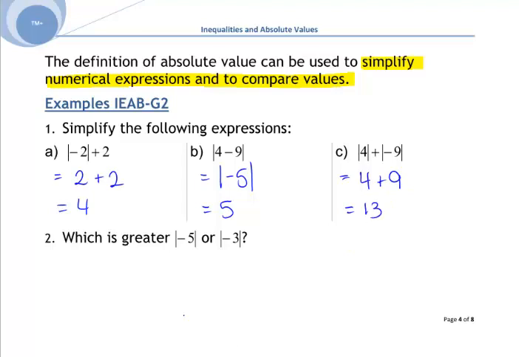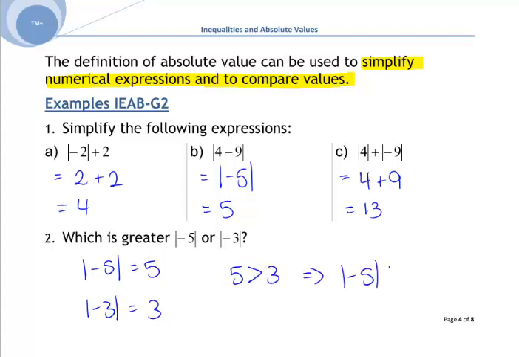Now, which is greater, the absolute value of negative 5 or the absolute value of negative 3? Well, the absolute value of negative 5 is just 5. The absolute value of negative 3 is 3. And since 5 is greater than 3, we can say that the absolute value of negative 5 is greater than the absolute value of negative 3.